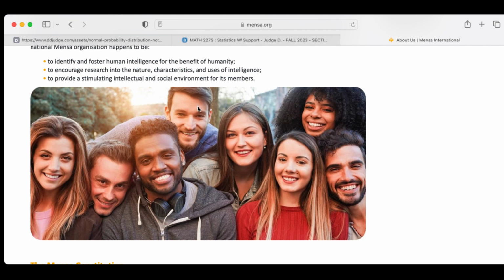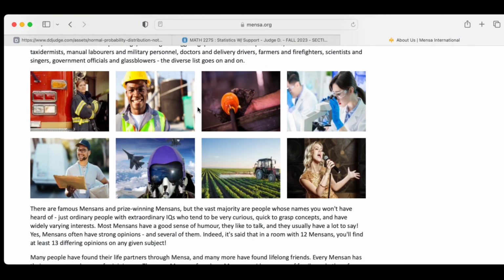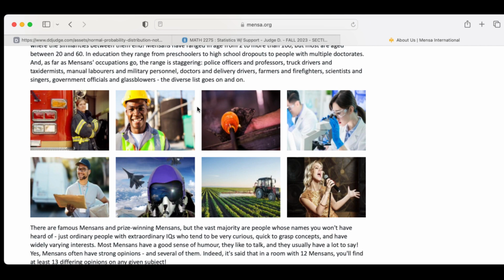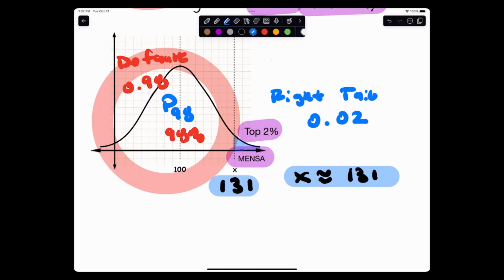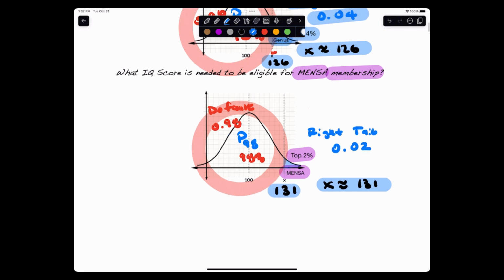My other class didn't believe it. They're like, really? Yeah, these are Mensa people. They come from all walks of life. Super smart people. Isn't that amazing? Did you guys know that? You didn't know that. These are super smart people. And in fact, you say, well, how do I become a member? Well, you got to take your IQ test, and then you got to see if you're a Mensa member. See if it's high enough. What do you got to do? Get at least 131.